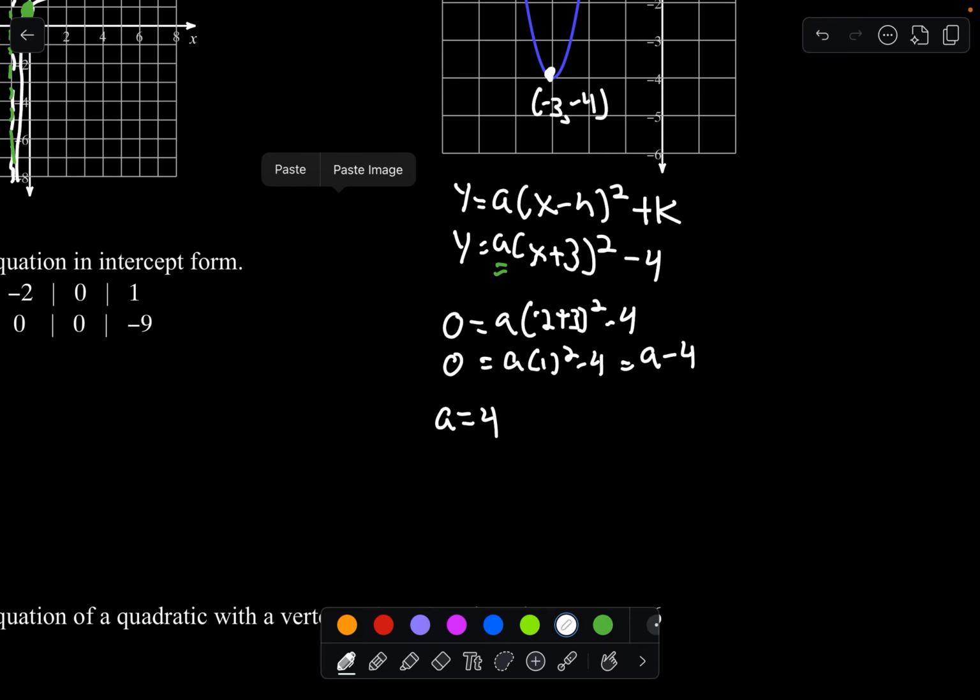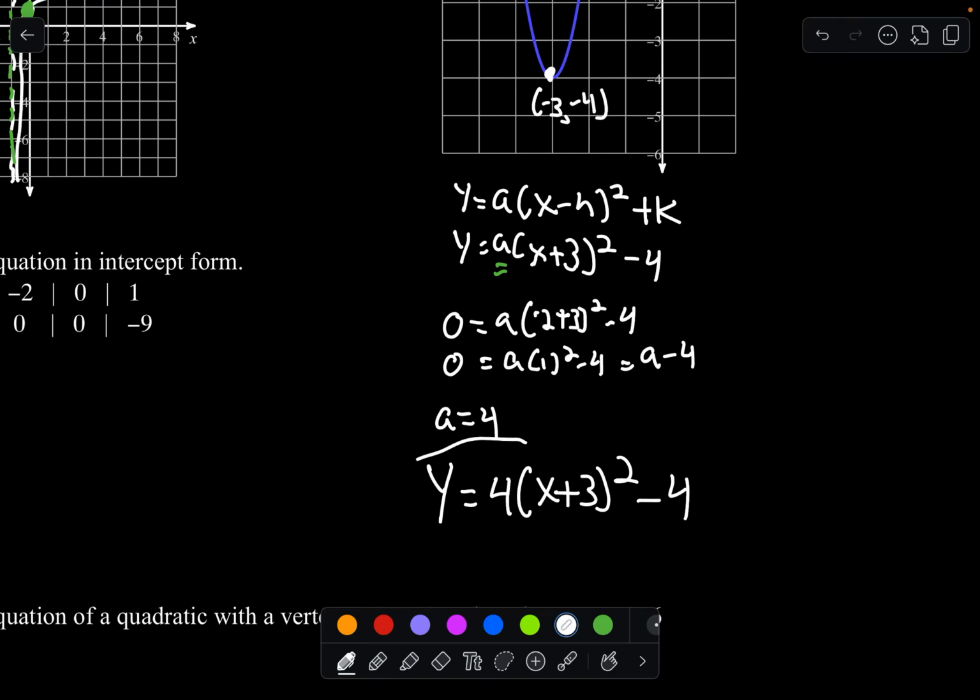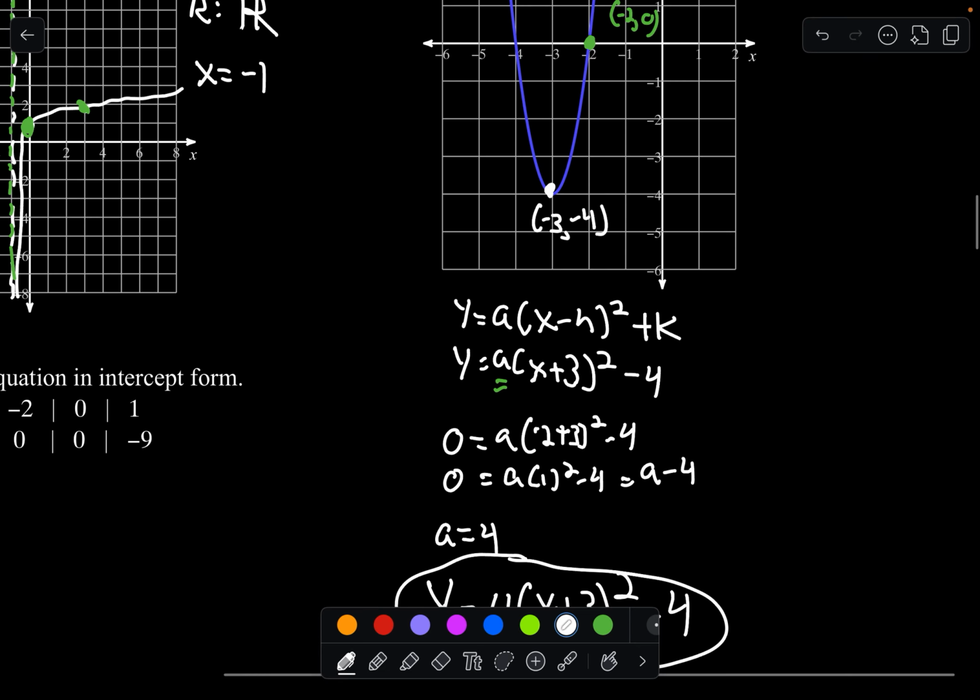So now we got a, and we can write the equation. y equals a, which is 4, times the quantity x plus 3 squared, minus 4. And there's your equation. All right? It's not that hard. It really isn't.